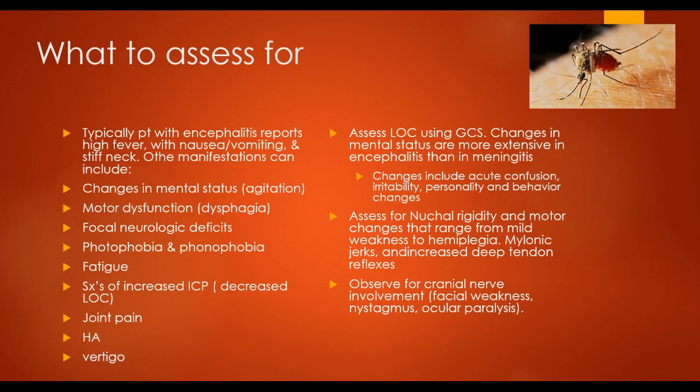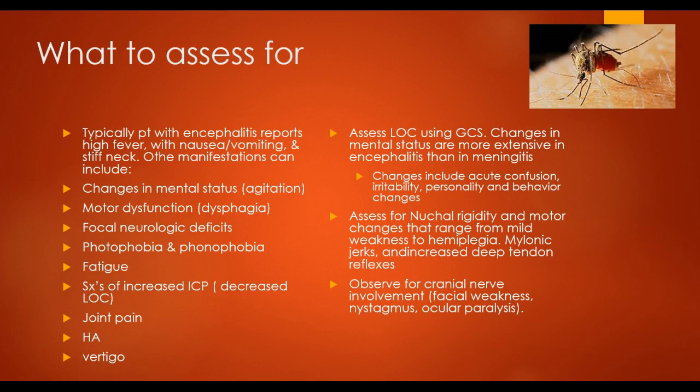So we have the stiff neck, fevers, nausea, vomiting. Changes in mental status, agitation or irritability, motor dysfunction such as dysphagia, and focal neurological deficits, which makes sense, right? As we look at this A and P wise, let's say there's some inflammation occurring in a particular part of the brain. If there's pressure being exerted on the part of the brain that controls X part of the body, we'll see that focal neurological deficit. Photophobia and phonophobia, fatigue, symptoms of increased ICP, decreased level of consciousness, and joint pain, which is not typical with meningitis, along with headaches and vertigo.